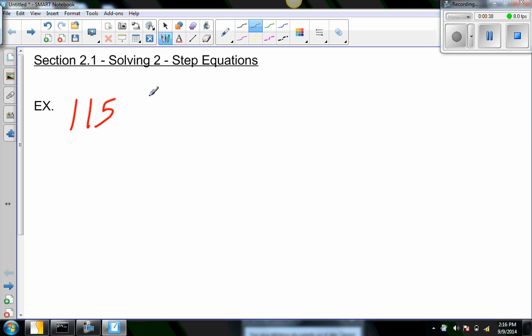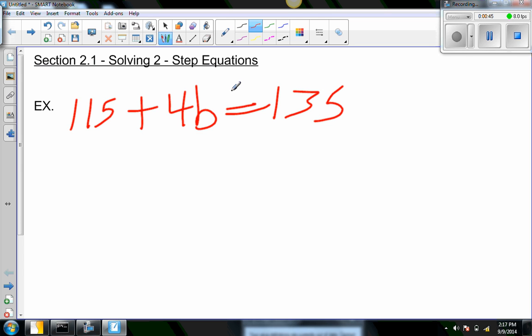So if I have 115 plus 4b equals 135. So I said get rid of whatever is not connected to the variable first. So the variable's right here, the 4 is connected to it. So I have to get rid of the 115 first. Right now, these two things are being added. So the only way to get rid of a positive 115 is to subtract it. So I'm going to do that.